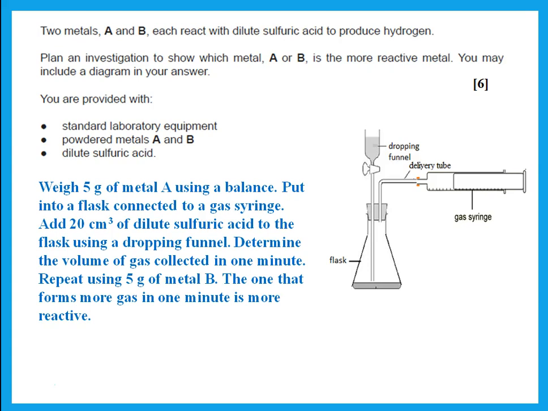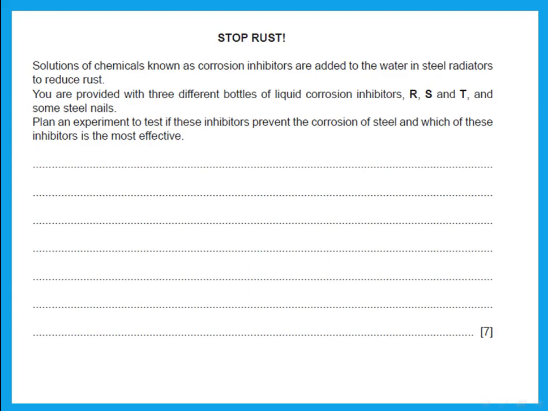And then I'm going to repeat using the same mass of the other metal and the same volume of sulfuric acid. The one that forms more gas in 1 minute is more reactive. Okay? This is an experiment to say, okay, solutions of chemicals known as corrosion inhibitors are added to water in steel radiators to reduce rust. You are provided with 3 different bottles of corrosion inhibitors, R, S, and T, and some steel nails.